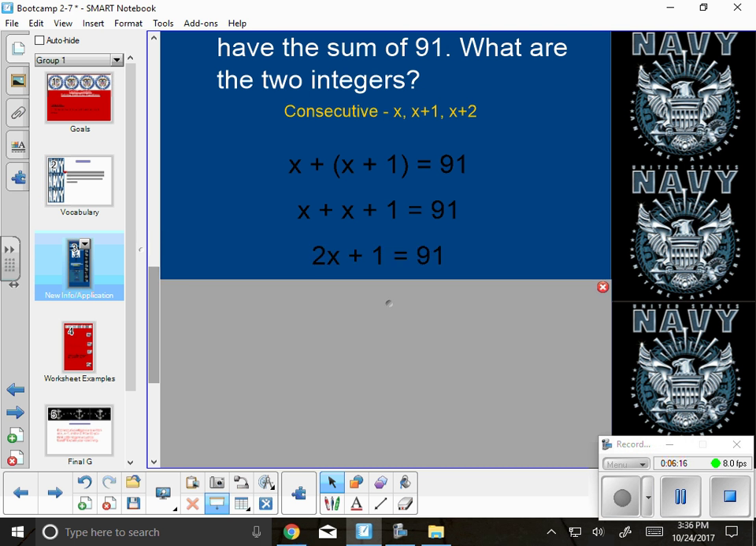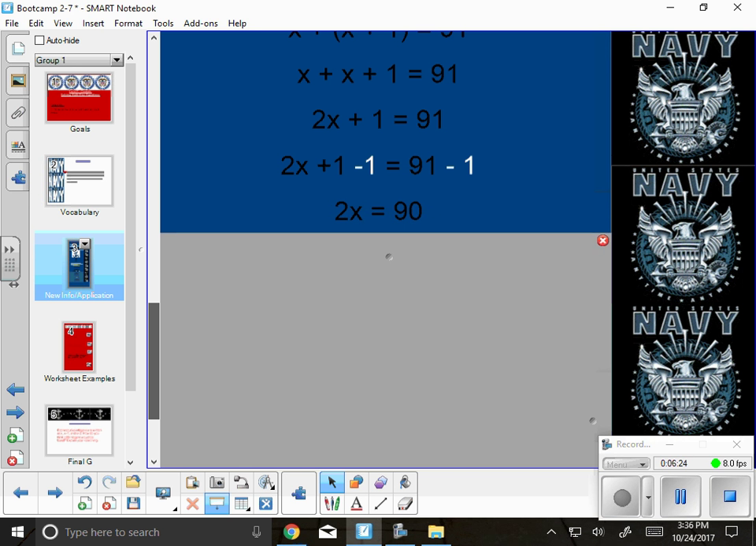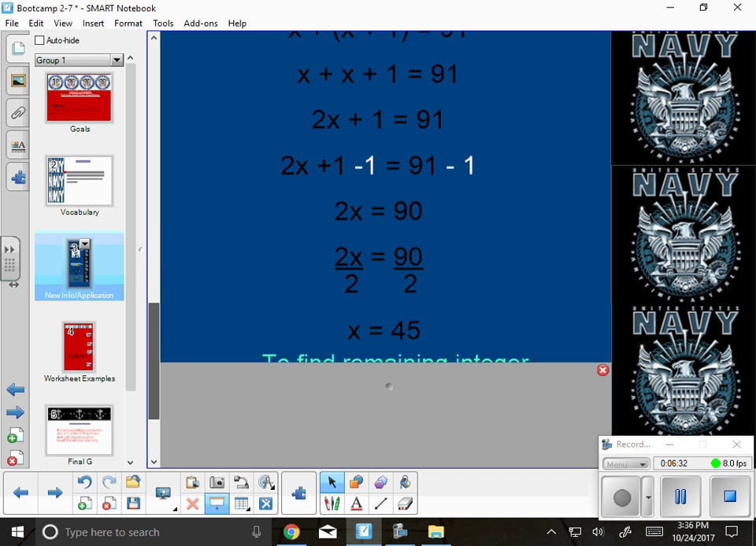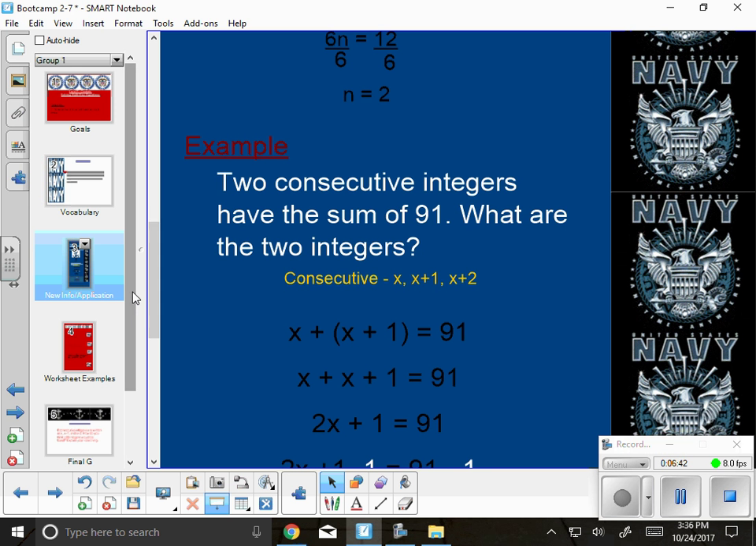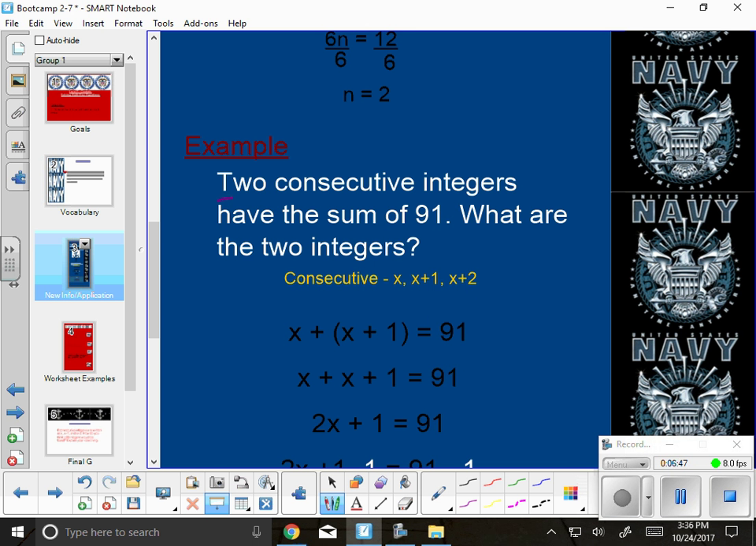Combine like terms, you get 2x plus 1 equals 91. Subtract 1 from both sides. You'll get 2x equals 90. Get rid of what is attached to the variable, so you'll divide both sides by 2, and you'll end up with x equals 45. So that was just step 1. Now we have the first part of our consecutive integers, because it asked for two different integers. So it asked for 2. Right now we only have 1.